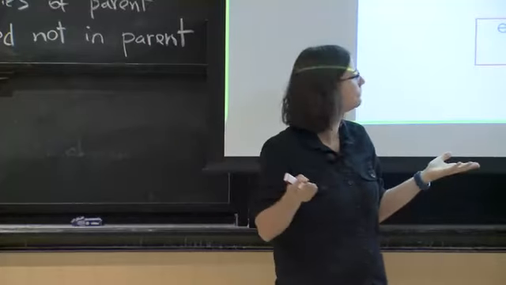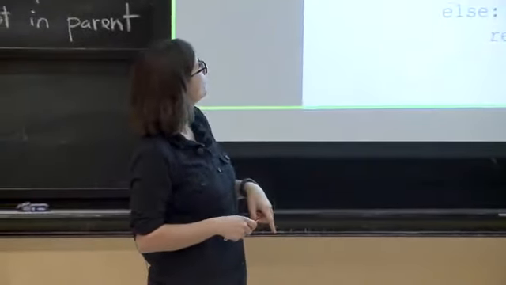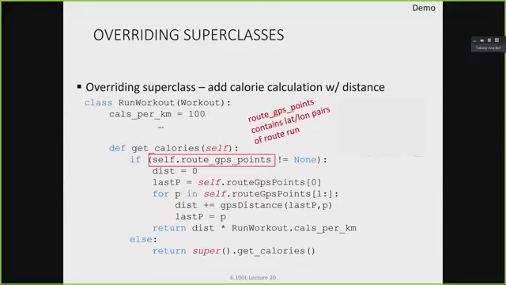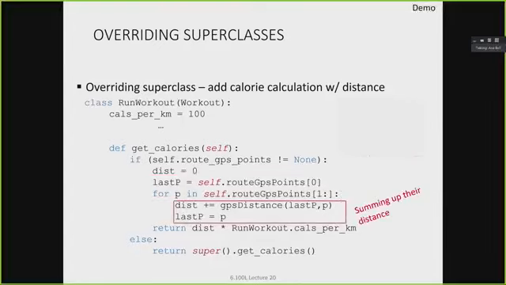That's our default parent. But if the user got fancy and gave us a bunch of tuples representing latitude and longitude points for all of their workouts, then we're going to do the following stuff. We're going to iterate through all of these pairs of GPS points, right, pair by pair. We're going to calculate the distance, right, given this latitude, longitude value, add on to this running total for the total distance ran, and then return that total distance multiplied by this data attribute, class variable, calories per kilometer.